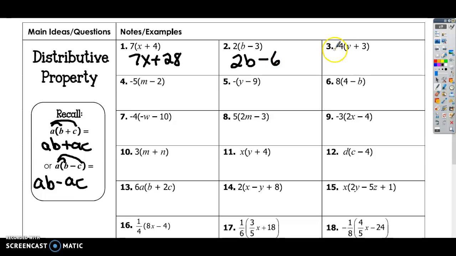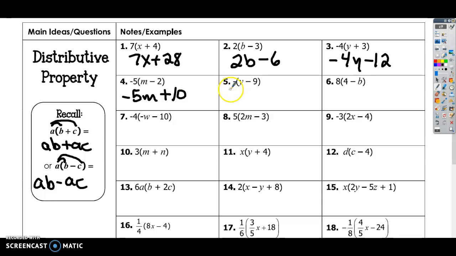Number 3, you've got negative 4 times y, and you've got negative 4 times positive 12. A negative times a positive is a negative, and negative 12. All right, number 4, negative 5 times m, and negative 5 times negative 2. A negative times a negative is a positive. A negative plus a negative, it stays negative, but a negative times a negative, all these rules you have to remember. A negative times a negative is a positive number.